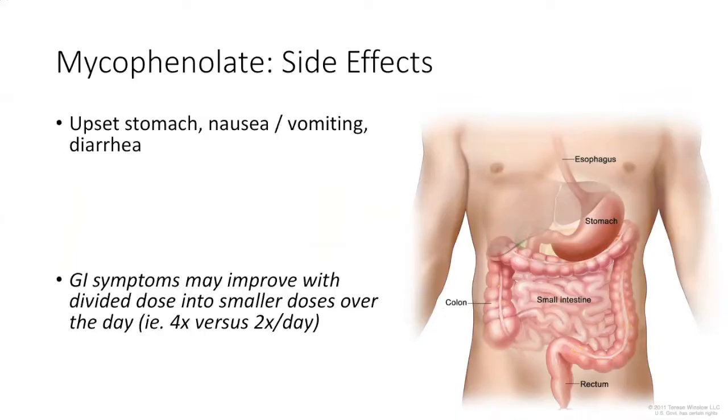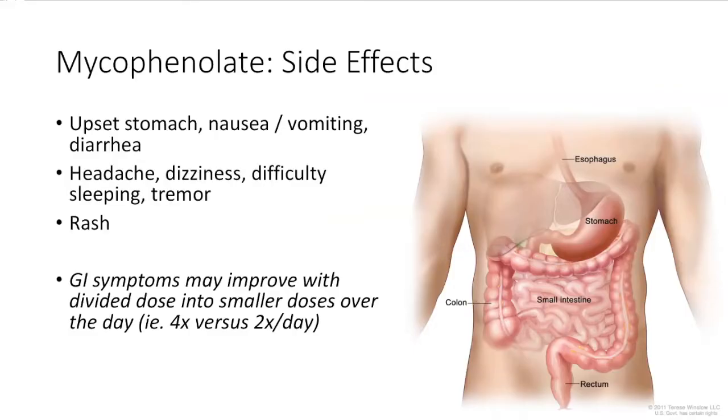Some of these GI-related symptoms may improve with dividing this dose into smaller doses over the day, so the same total overall dose for the day, but instead of giving it twice a day, dividing into 4 times a day. But as this is one of the more common side effects, this is likely why the enteric format was also developed. So that is something that can be considered if this is a prominent side effect when someone starts CellCept or MMF. Other side effects that can be seen are headache, dizziness, difficulty sleeping, tremor, and rash. But for many of these side effects, if they're able to be tolerated in the short term, they can go away with time.